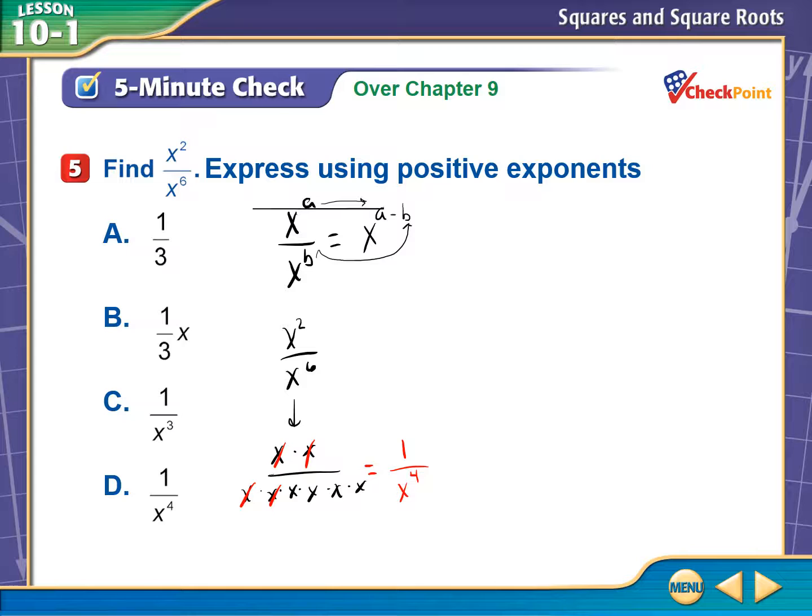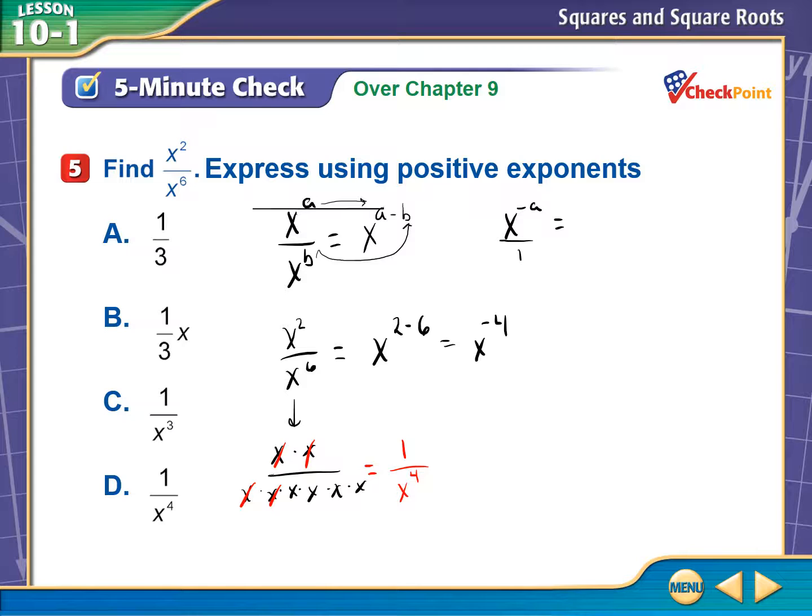Well, what if I use my subtraction rule? So in this case, I would keep x as my base, and then I'm going to subtract the numerator, 2, minus the denominator, 6. So 2 minus 6 is actually what? Negative 4. Now, this was where we went into our negative exponent rule. If I have a negative exponent, I make it positive by making the reciprocal of this expression.